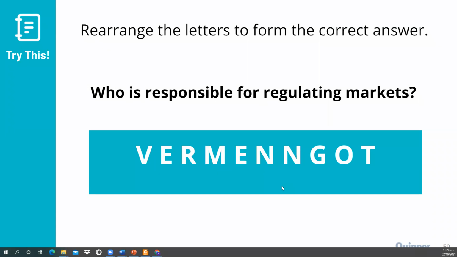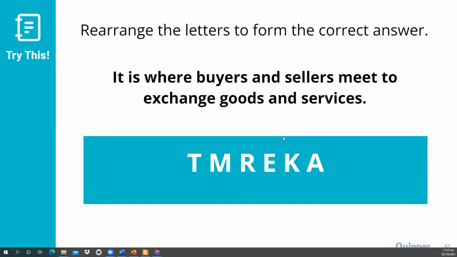Okay, so we can have this activity. Who is responsible for regulating markets? You can just type in the chat box, as your self-review. Okay, that's right, government. Next, it is where buyers and sellers meet to exchange goods and services. Okay, that's right, market.